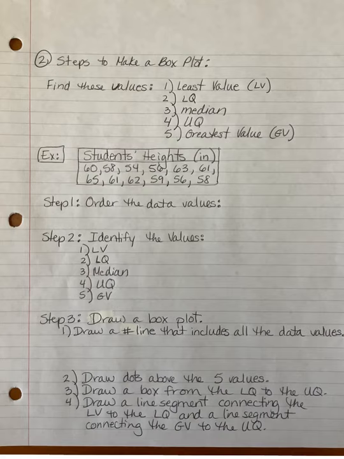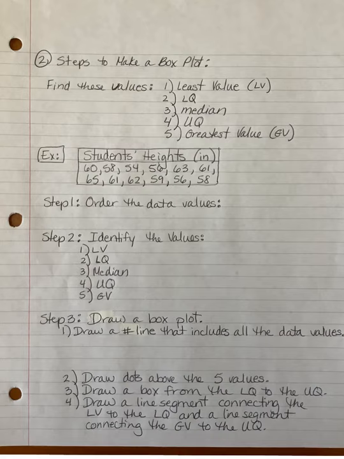Let's look at this example of students' heights in inches. 60, 58, 54, 56, 63, 61, 65, 61, 62, 59, 56, and 58 are the different students' heights. The first thing you have to do is order the data. When we order the data, we start with the least value.